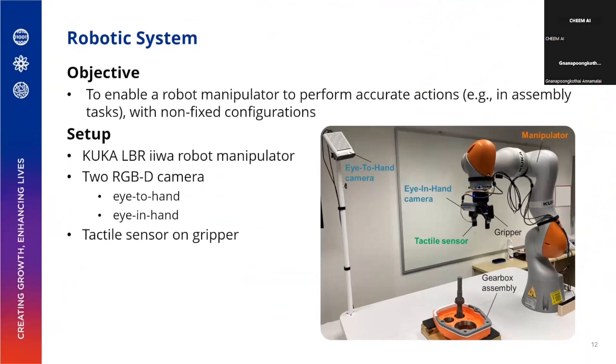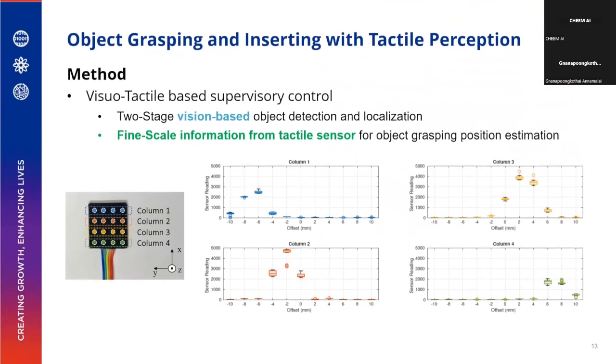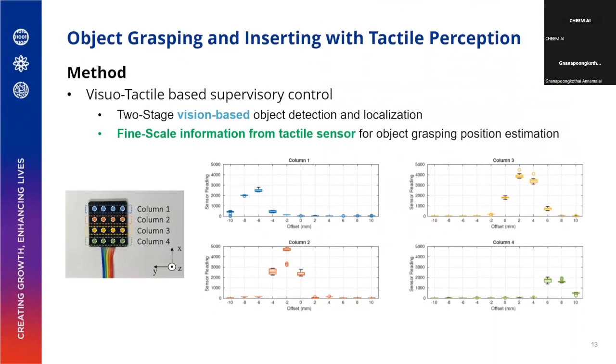Okay, so slightly different. This work is to enable a robot manipulator to perform accurate actions with long fixed configurations. And the setup is a little bit different. We have an eye-to-hand camera and an eye-in-hand camera, and also the tactile sensors here. The eye-to-hand camera is a kind of global camera to give the robot a sense of where the object is.